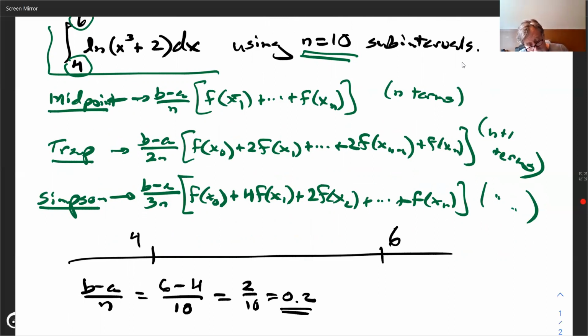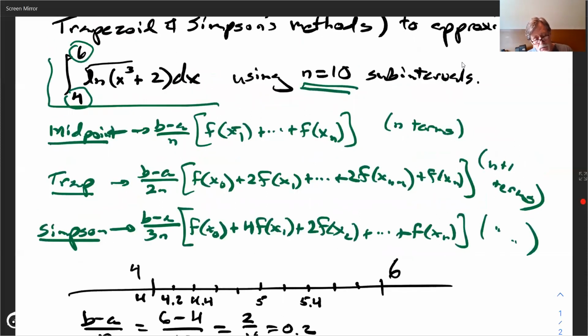That's our b minus a over n, and what that's doing is telling you how wide each subinterval is. So this is 4, then 4.2, then 4.4, 4.6, 4.8, 5, 5.2, and on down the line. You're going to want to know those because in the trapezoid and Simpson's rule, you'll be plugging all those numbers into the function we're integrating: the natural log of x cubed plus 2. How do you integrate that? I don't know, but what we're going to do is approximate it.